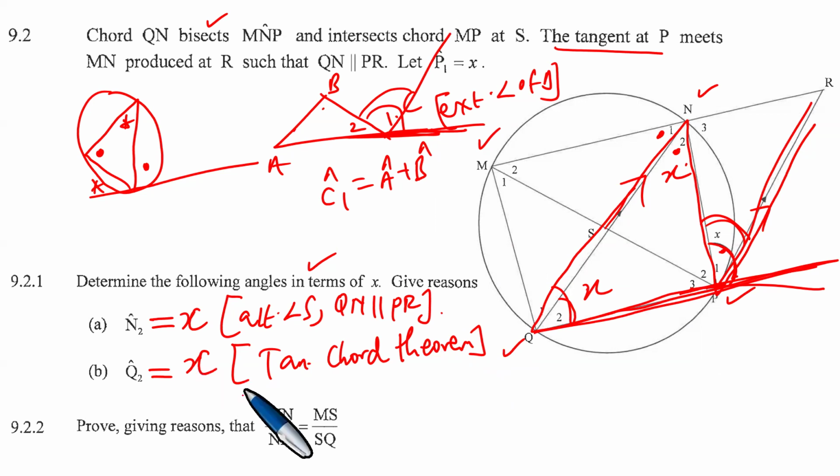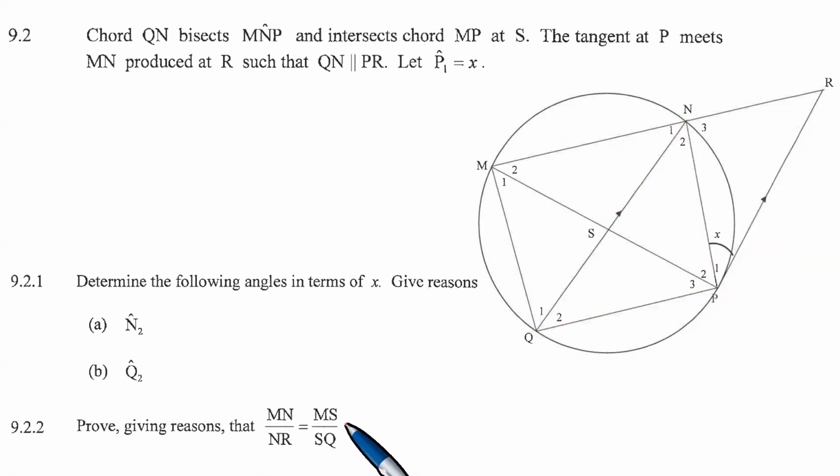Okay, right, let's look at the next thing. I want us to look at 9.2.2. Now we want to prove, giving reasons, that... we are coming from the previous question. We know that this angle is equal to this because QN bisects this angle here. And we know some of the things, like we know that this one is x. These things that come from the previous questions are not there as decoration, they are there to help you because they're going to apply here. And when they apply here, they will need more steps.